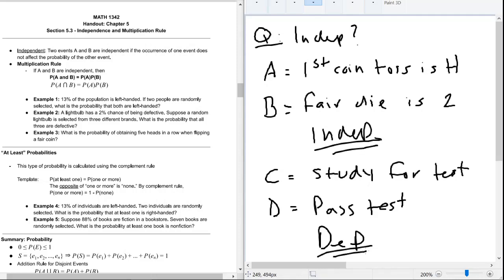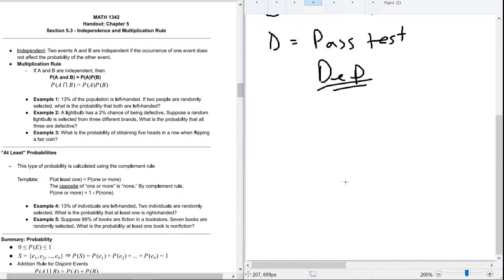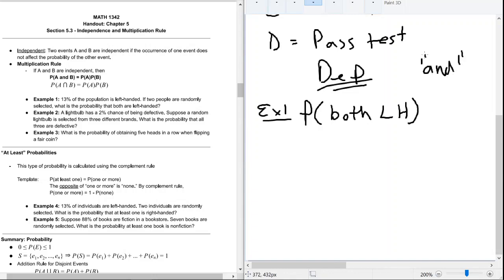So whenever we're looking at example 1, we want to ask ourselves, if we see the keyword AND, can we use this multiplication rule? So let's take a look. In example 1, 13% of the population is left-handed. If two people are randomly selected, what is the probability that both are left-handed? So here we're looking for the probability that both individuals are left-handed, and we're looking for a keyword. That keyword is AND, but we don't see it, right? So we need to look at the phrasing here, both individuals being left-handed.